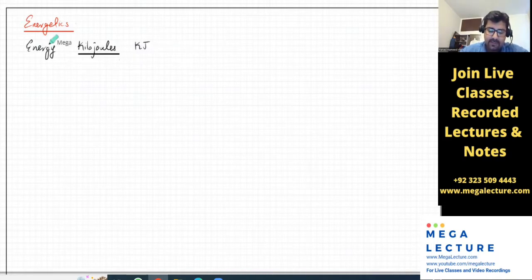You've got exothermic. What does that mean? That means energy is released or produced. And you've got endothermic. That means energy is absorbed or gained.